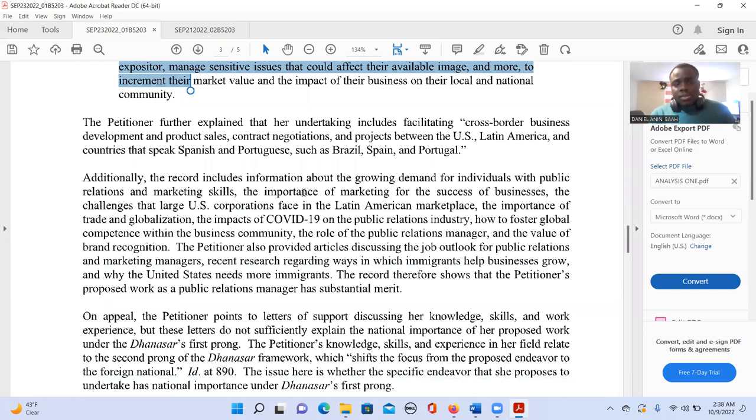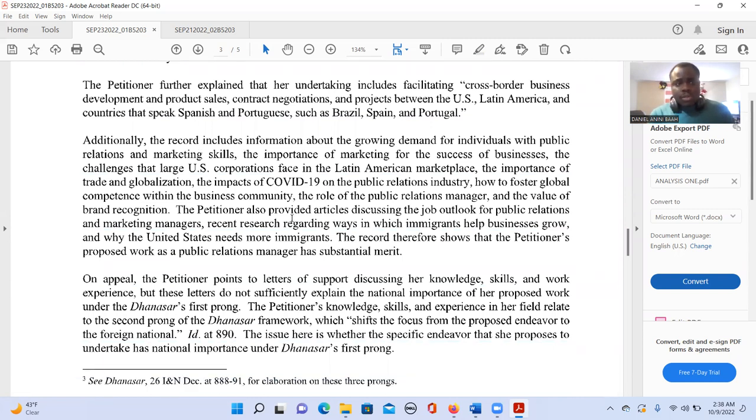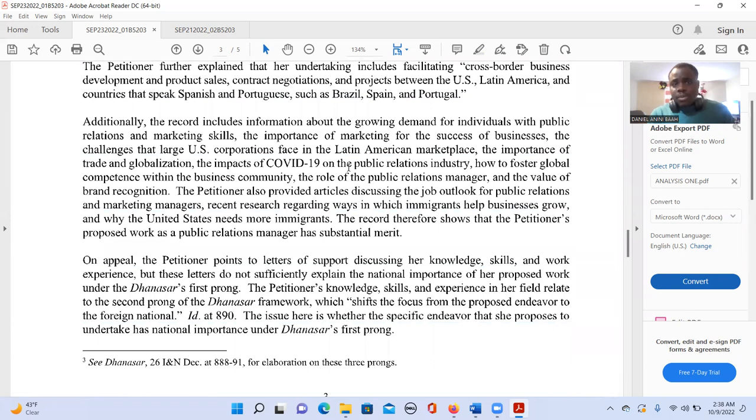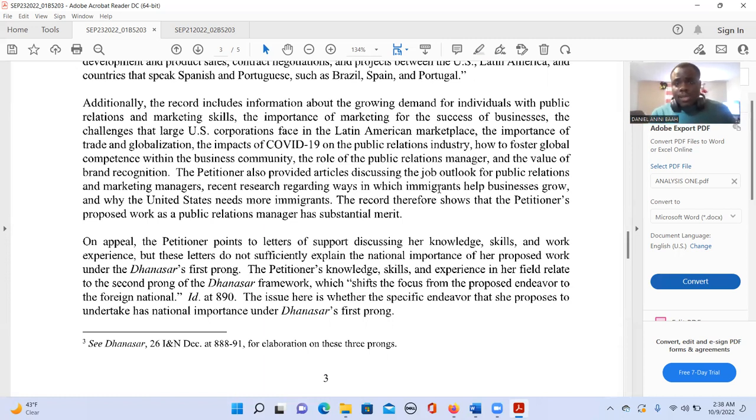Additionally, the record includes information about the growing demand for individuals with public relations and marketing skills, the importance of marketing for the success of business, the challenges that US corporations face in Latin America, and the importance of trade. So the person included all information about his endeavor as a PR professional, how the US needs PR professionals, and the challenges US corporations face in the Latin American marketplace, especially language barriers. So this is all that the person was talking about.